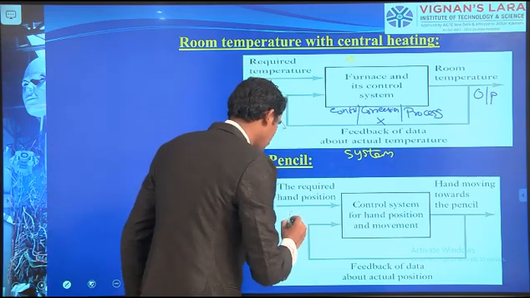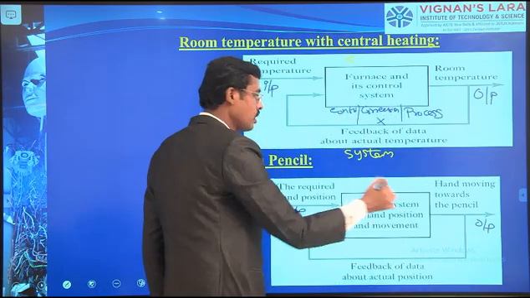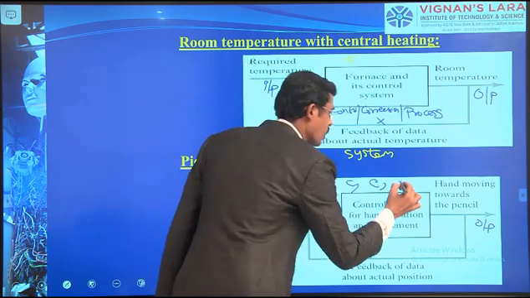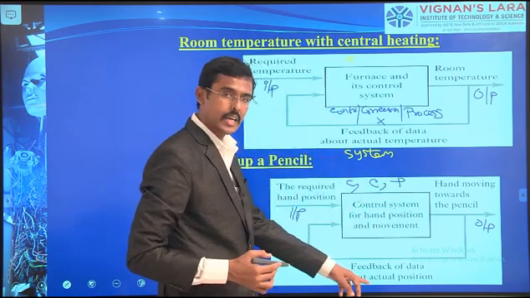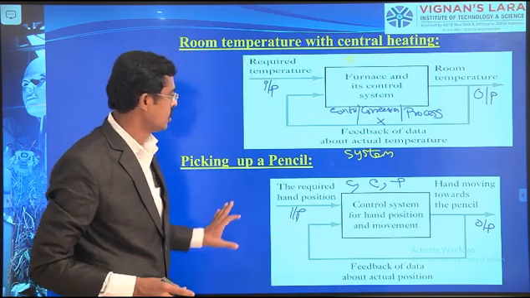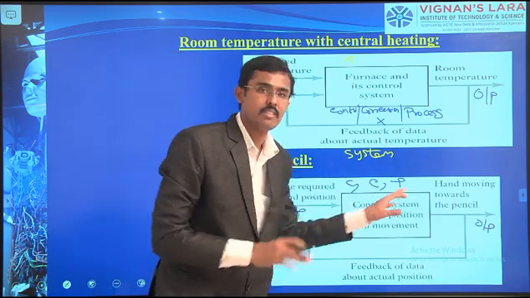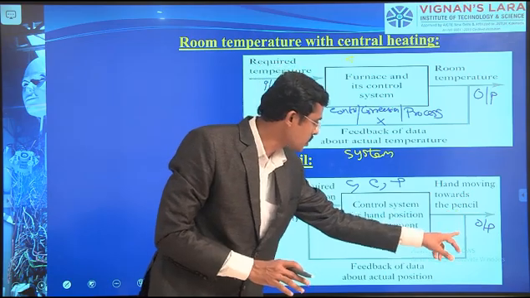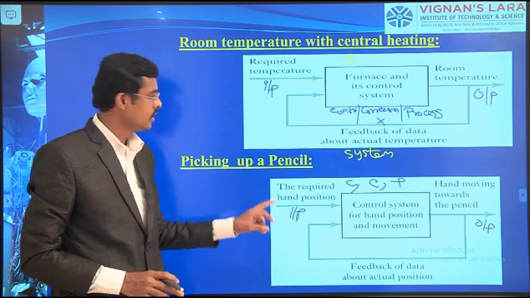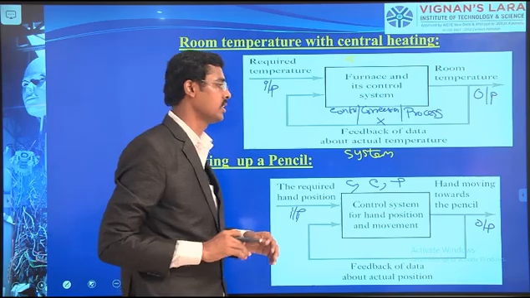So as before, here also we have input and output, and the three components: control, correction and the process. Here, as usual, we have a measurement, and additionally we will have a comparison element. We are giving the required hand position. The hand position moving towards the pencil, this actual position is to be monitored and given as feedback. This feedback reaches the system, the box, and it controls it again.